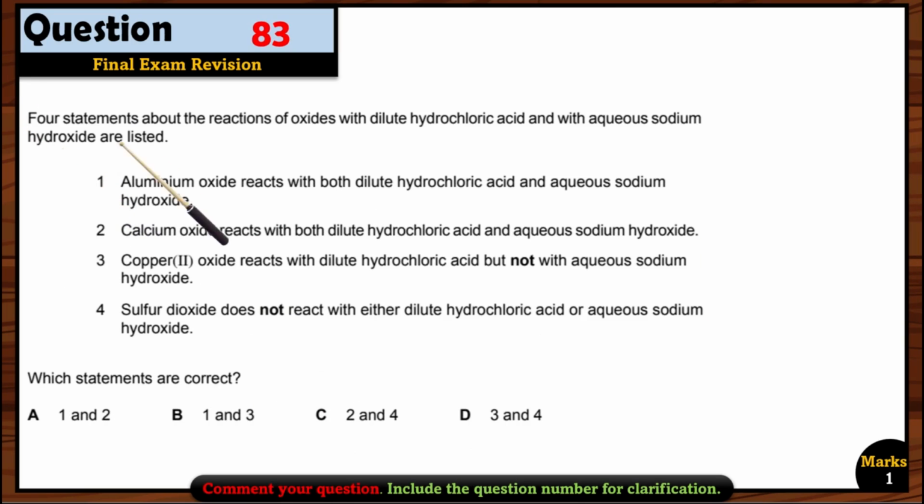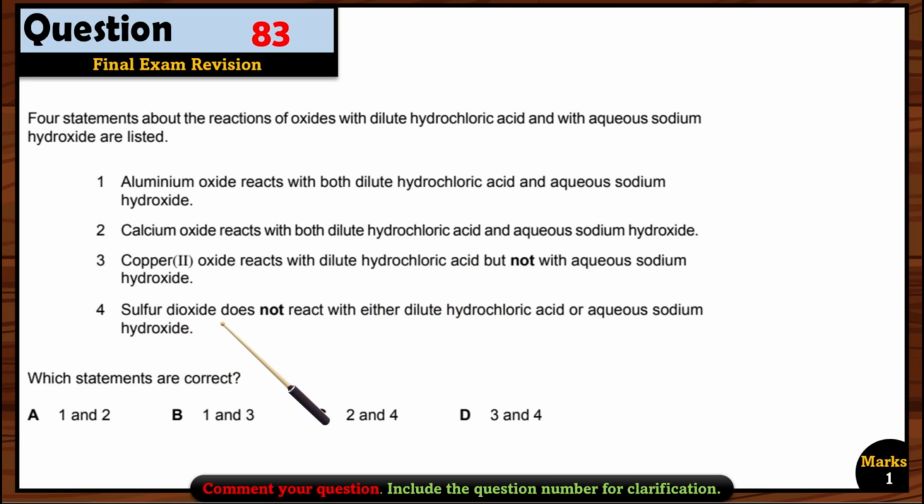Let's see question 83. Four statements about the reactions of oxides with dilute HCl and with aqueous sodium hydroxide are listed. Which statements are correct? Let's see each statement one by one. Aluminium oxide is an amphoteric oxide, so it reacts with both dilute HCl and sodium hydroxide. Yes, this statement is right. Calcium oxide reacts with both dilute HCl and aqueous sodium hydroxide. Wrong, because calcium oxide is basic, so it will only react with HCl, not with sodium hydroxide. Copper oxide reacts with dilute HCl but not with aqueous sodium hydroxide. Yes, right, because copper oxide is basic in nature, so it will only react with the acid.